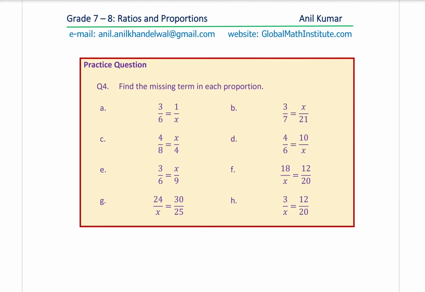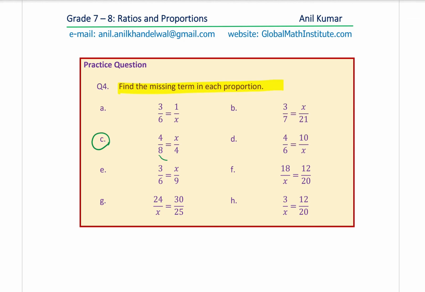Example 4, practice question. We are given proportions in the form of fractions, correct? So the question here is, find the missing terms in each proportion. So you need to take some time to do this question. I'll do some of them for you. For example, let's take part C. In part C, we want to find the value of x.